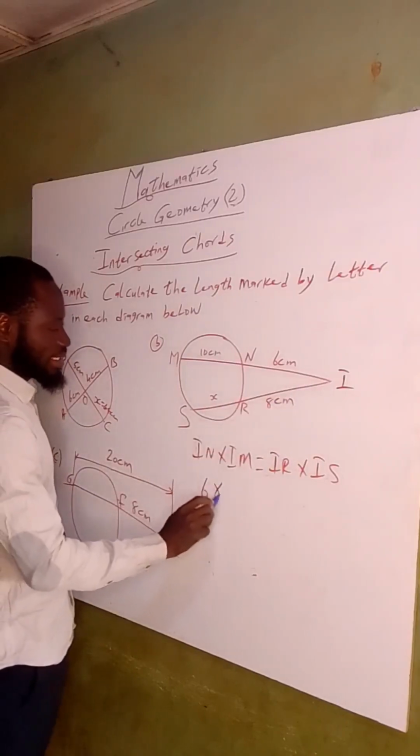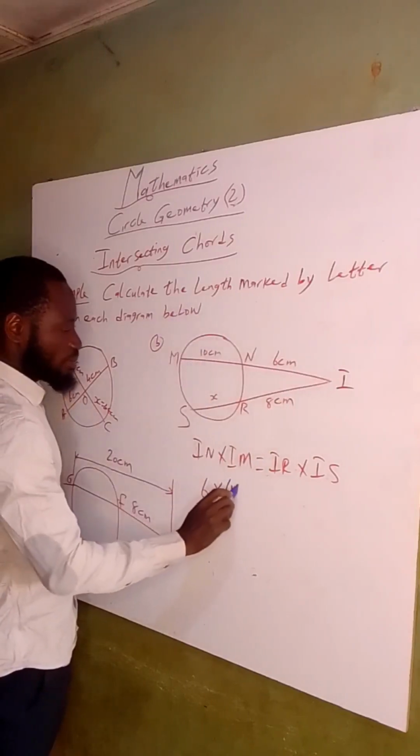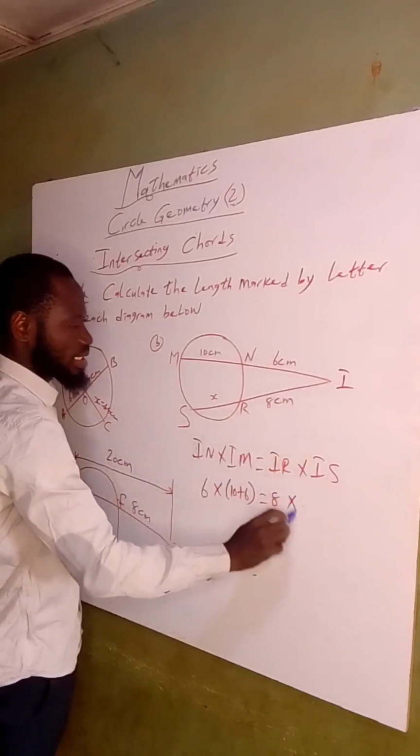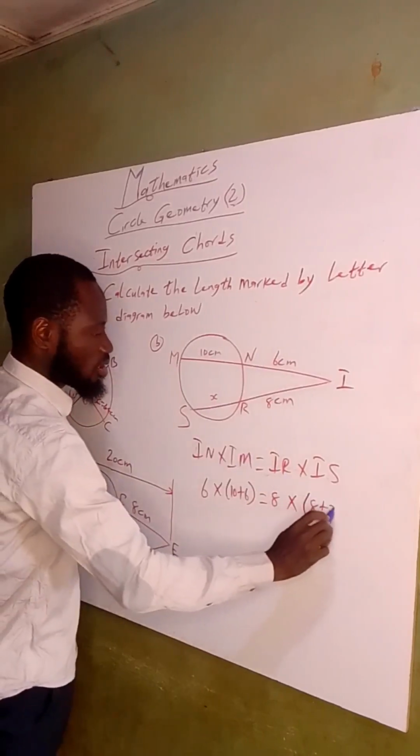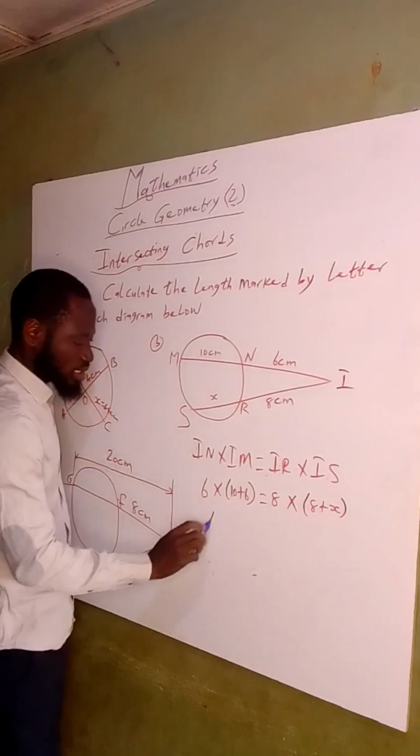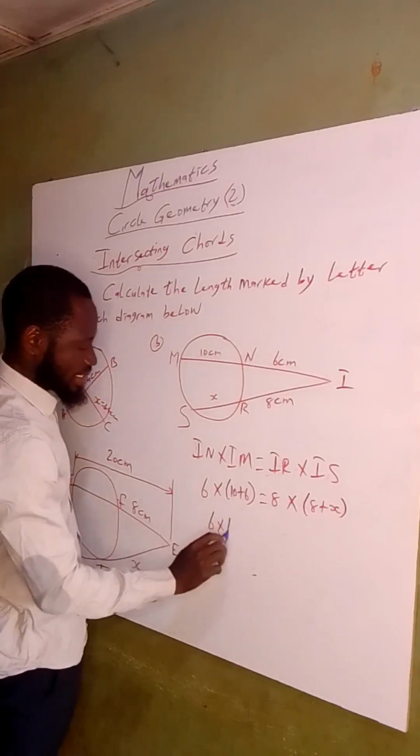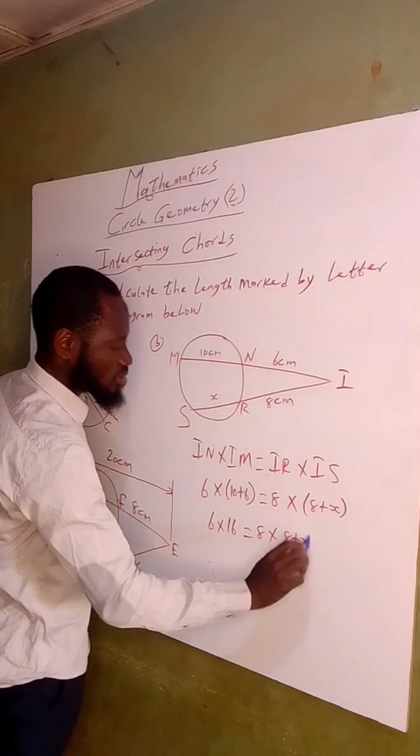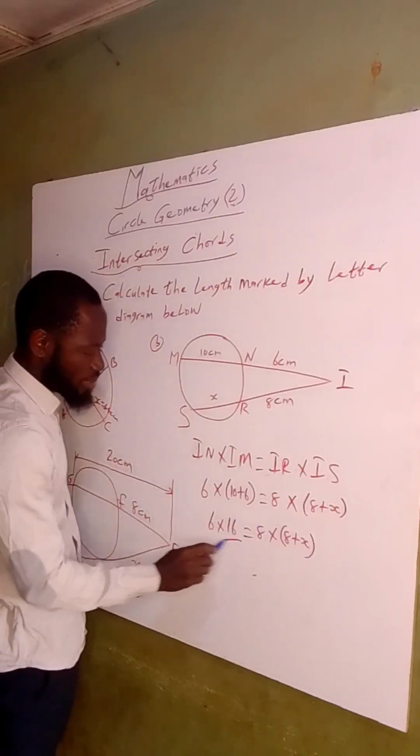So what's our IN? That is 10, times IM, that is 10 plus 6, equals IR, which is 8, times IS. IS is 8 plus X. That gives us 10 times 16 equals 8 times (8 plus X). Now I can divide both sides by 8.